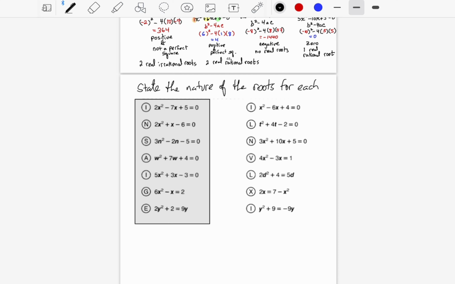Do that on separate paper, take a picture, submit it on Schoology by midnight, please. Can we do it on the back of that page? Yeah. Anything that's blank.